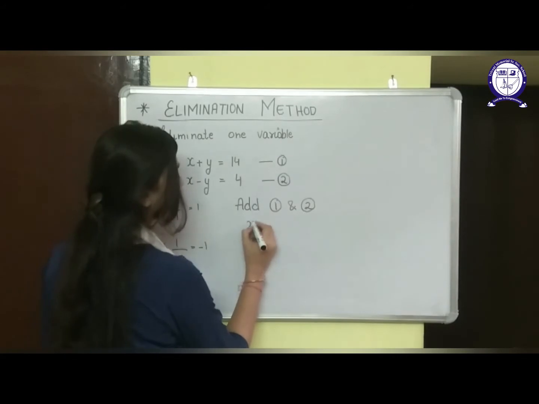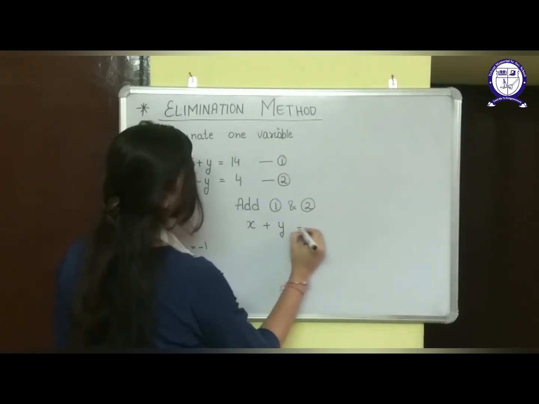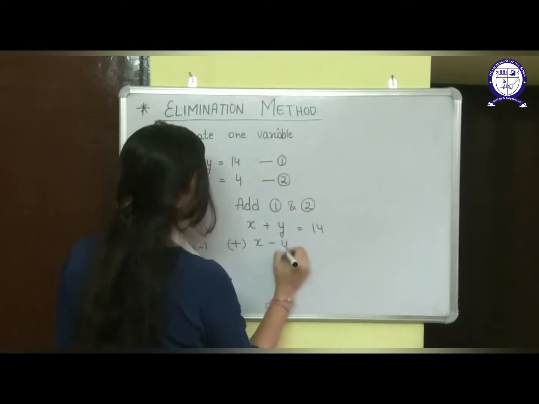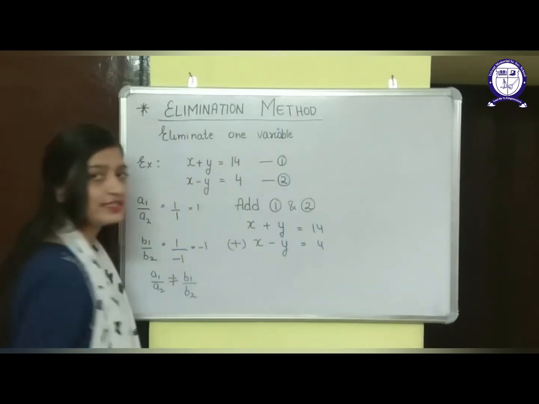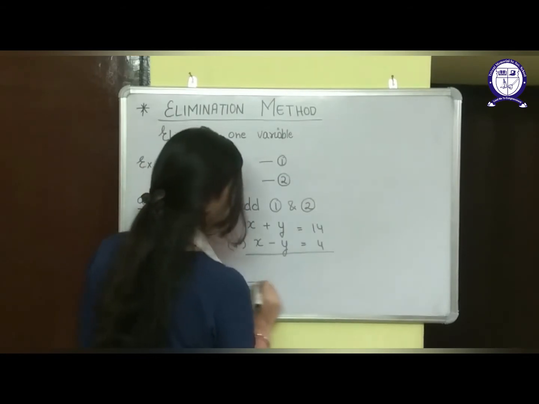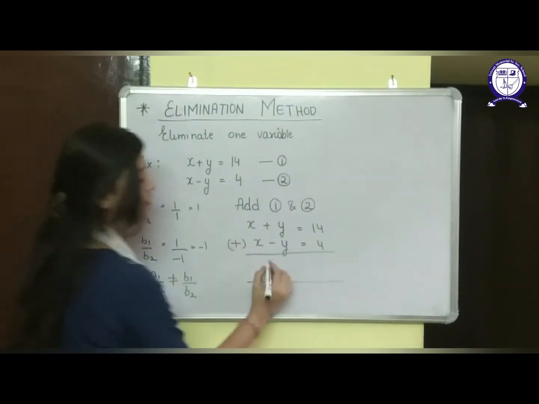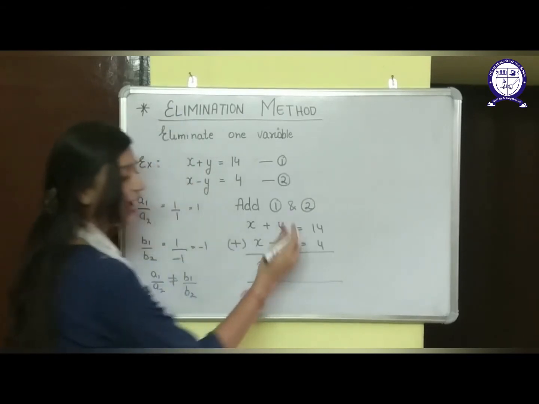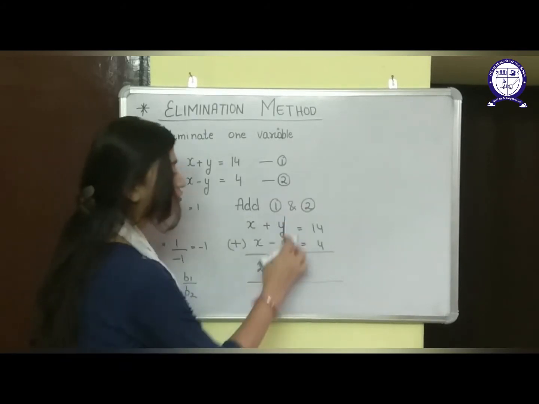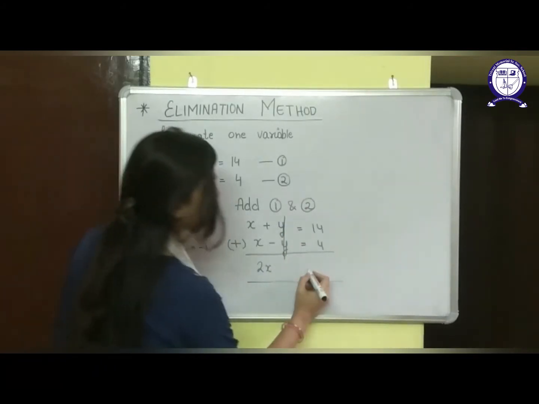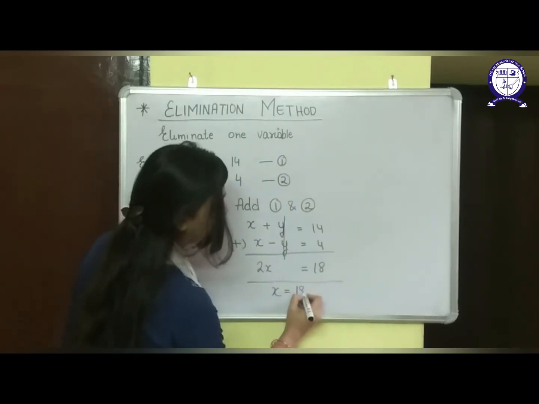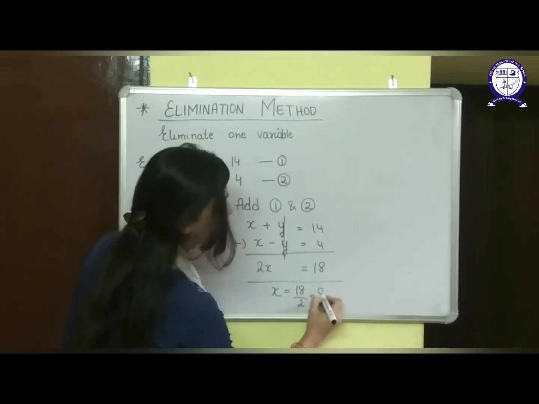So I will get x plus y equals 14 plus x minus y equals 4. Since I am adding them, the signs will remain the same. So I can see that x plus x will be 2x, and y minus y will be cancelled. That's why it's called the elimination method, because y is eliminated. And 14 plus 4 will be 18. So my x will be 18 upon 2, that is 9.